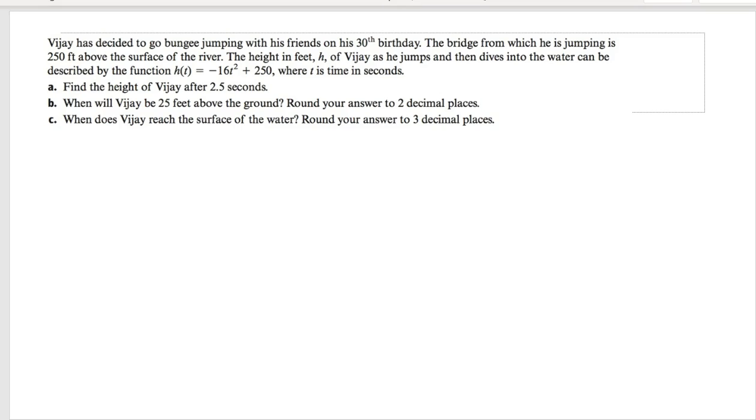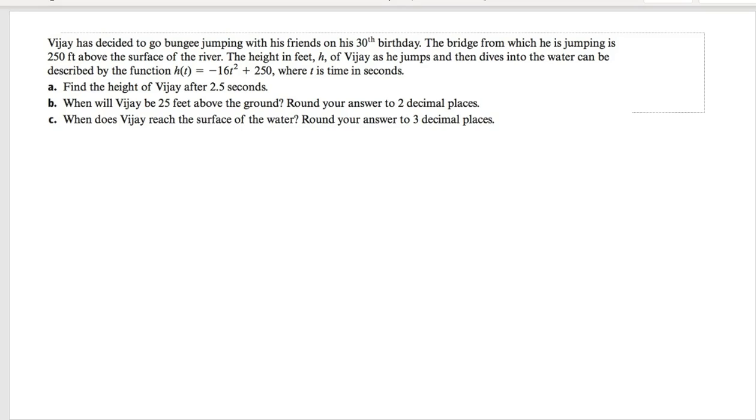Our next problem is a word problem. VJ has decided to go bungee jumping with his friends on his 30th birthday. The bridge from which he is jumping is 250 feet above the surface of the river. The height in feet, h, of VJ as he jumps and then dives into the water can be described by the function h of t, where t is time in seconds.